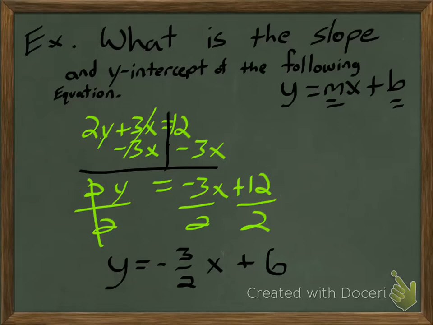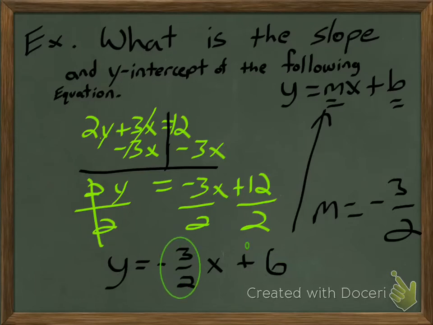So my slope, now it looks just like this. My slope is what's in front of x, which is negative 3 over 2. And my y-intercept is 6. So b is equal to 6.